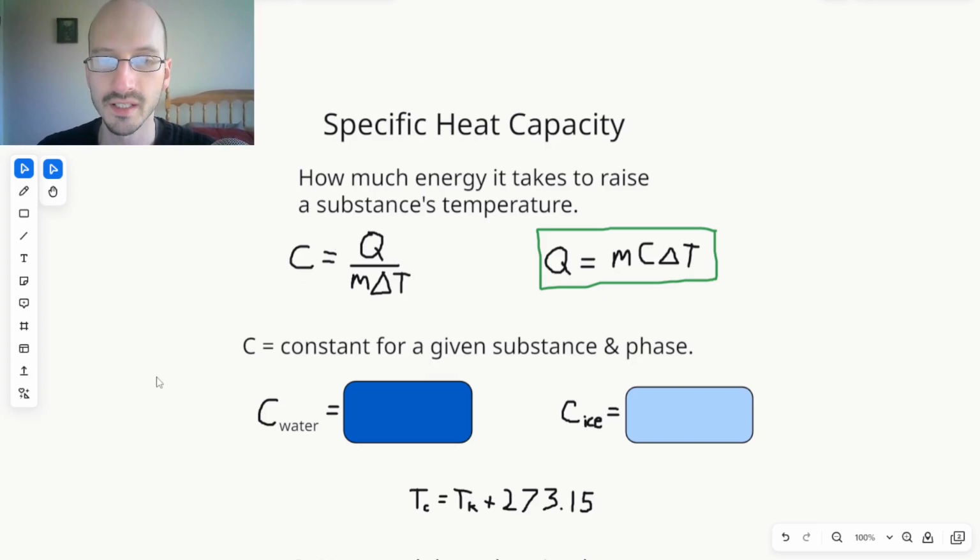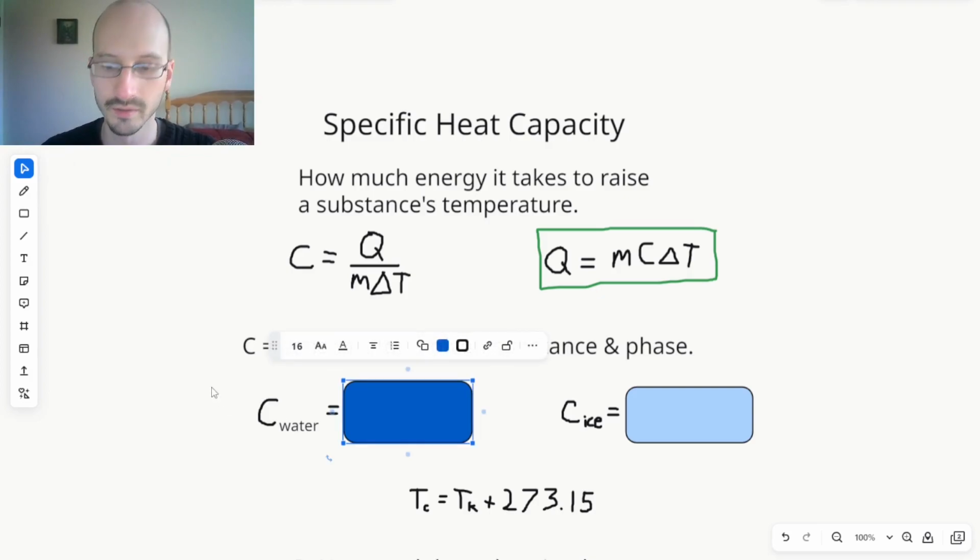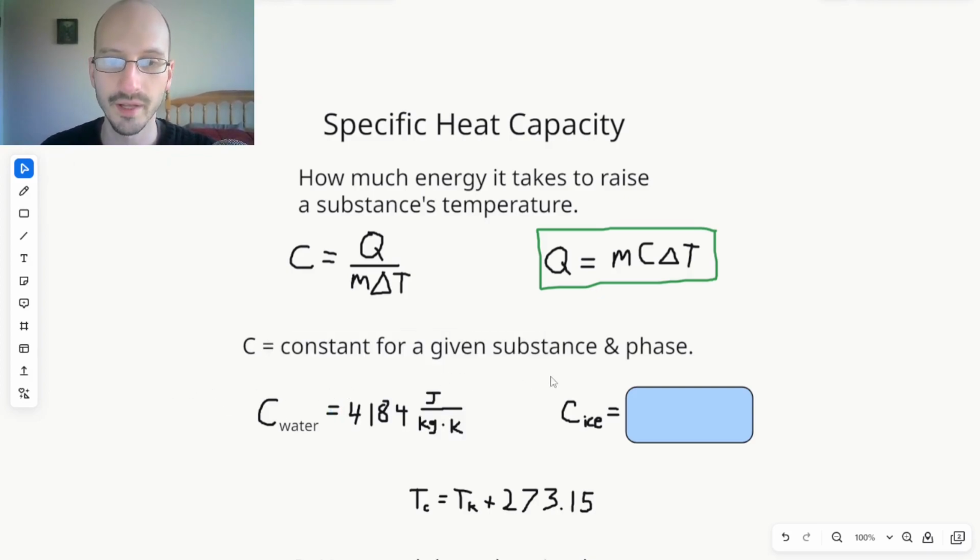The specific heat for a given substance is constant, so we can measure it in the lab and write it in a table, and look it up in a table when you're doing homework. For water, it's 4,184 joules per kilogram per Kelvin. For ice, it's about half that.